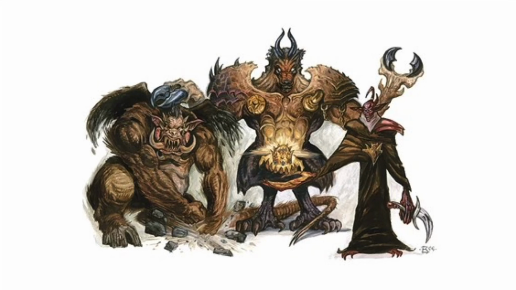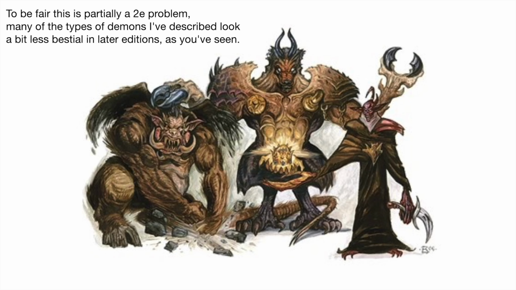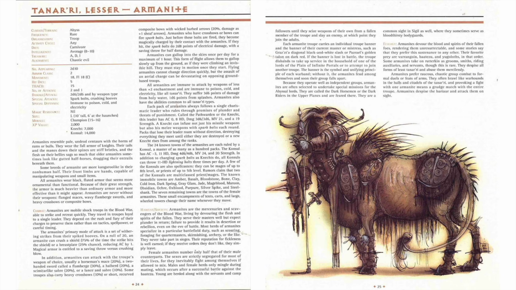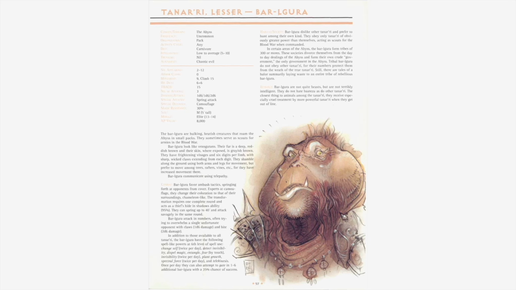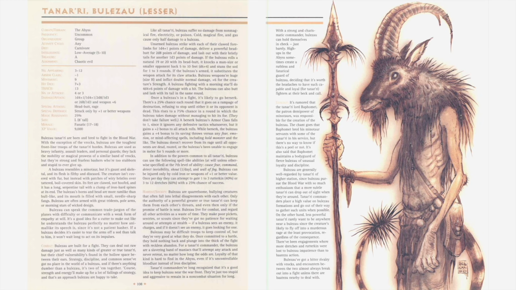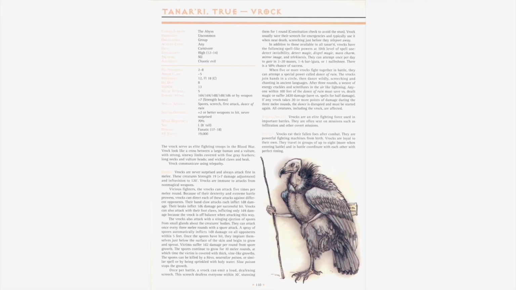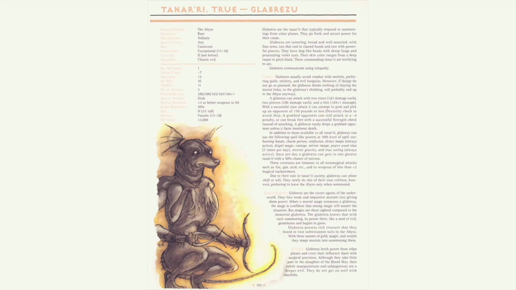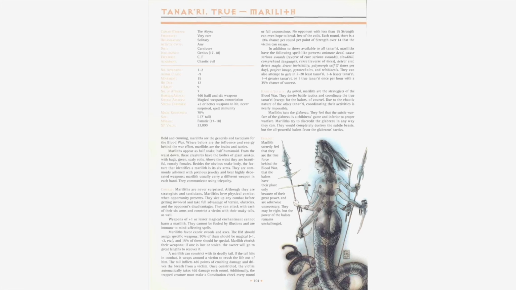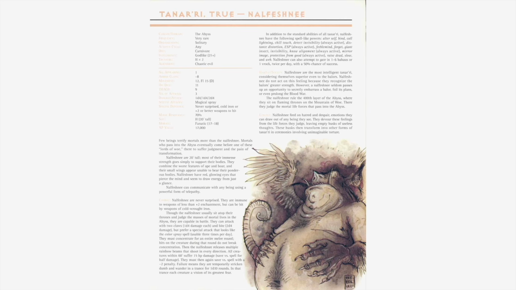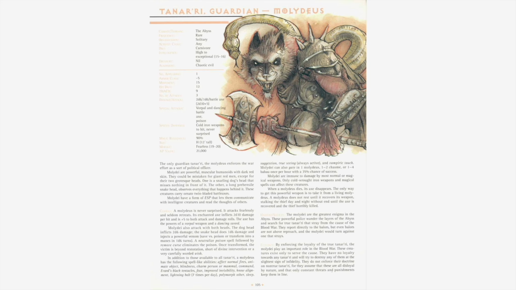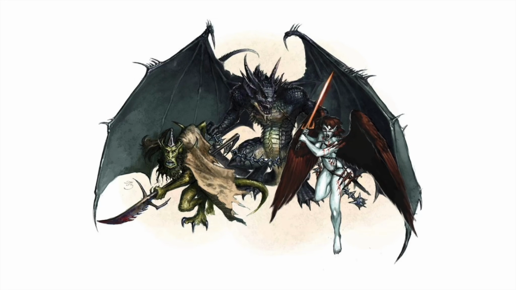Something I don't like about the tanar'ri is that for the most part, they don't really look like demons. Half of them look like beasts or beast people. Armanites look like ram people, Bar Ligura look like orangutans, Bulazau look like bull people, Kazmi look like fly people, Gorostroi look like bull, bear, wolf people, Wasterliths look like snakes, Vrox look like vultures, Hezru look like frogs, Graz'zt look like dogs, Meriliths look like snake people, Nalfeshni look like ape boar people, and Mal'idai look like snake dog people. In comparison, a greater proportion of Beatezu look like devils.